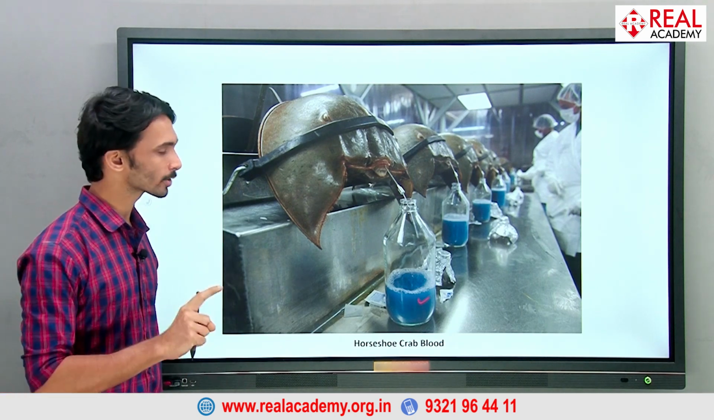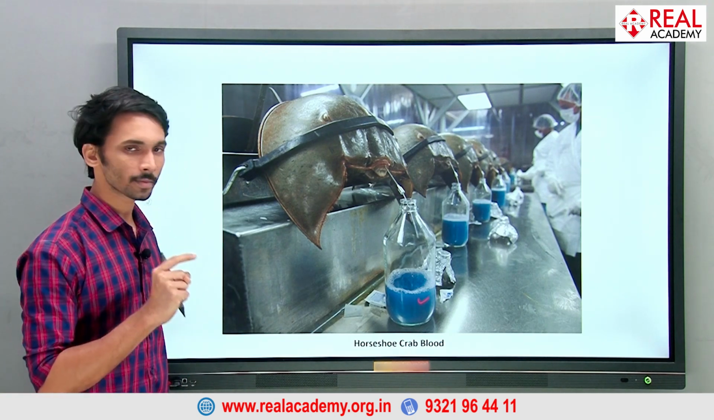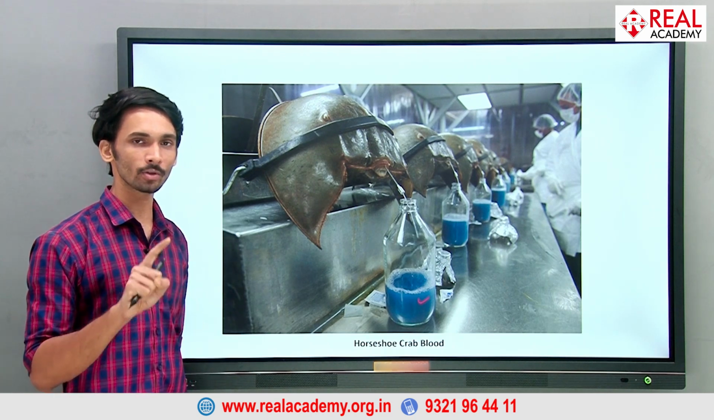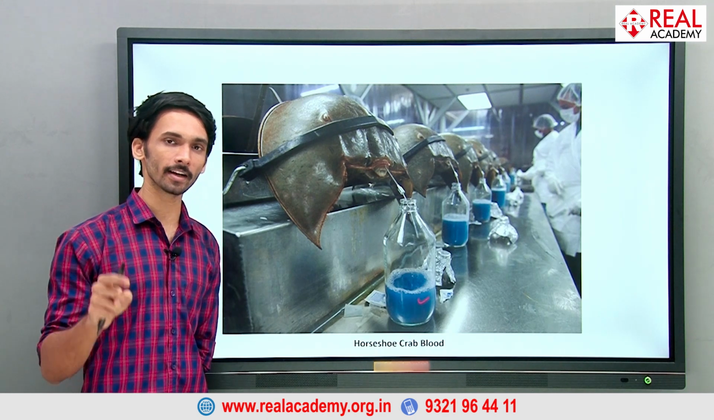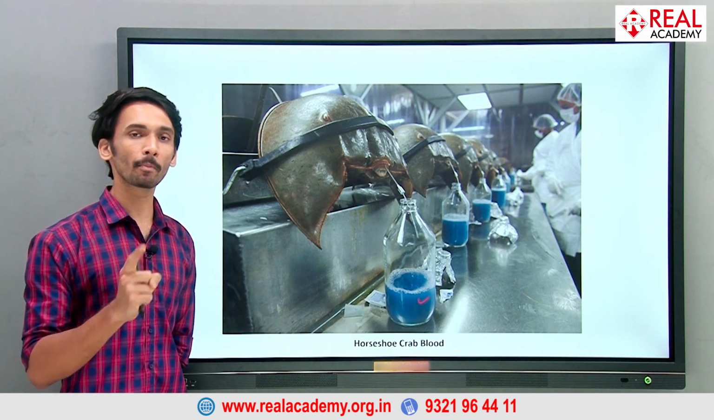Hemocyanin doesn't have iron, it has copper within it. These organisms have copper within their blood, because of which their blood is blue in color. Similarly, another example of blood containing hemocyanin is your octopus. They even have blue colored blood.